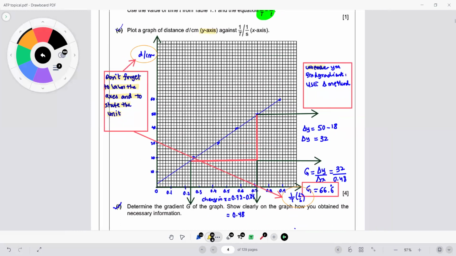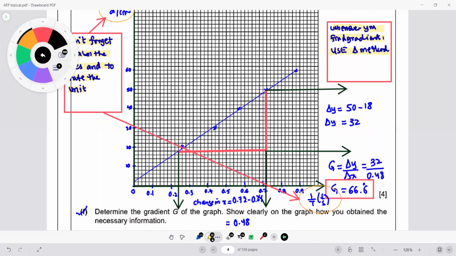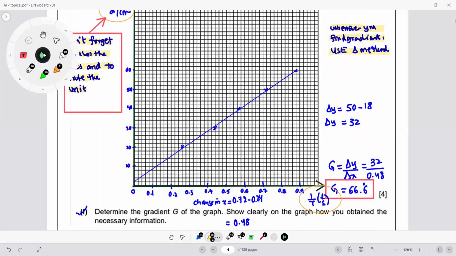Now, whenever you find the gradient, use the triangle method. I'm going to erase all of this and I'm going to try and use the triangle method again for you guys. We're erasing this now, and we'll bring it back later. Now, the triangle method is when you choose 2 points on the line.